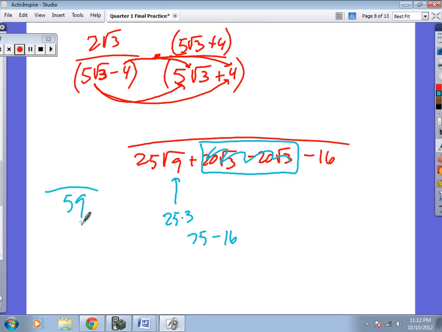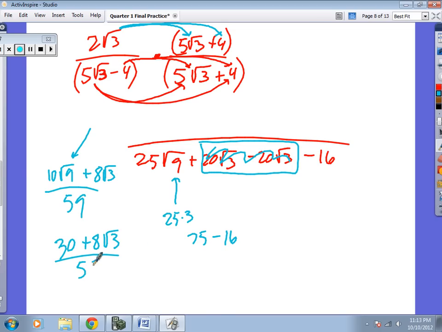Now you just have to multiply the tops. You need to distribute and multiply both of these by 2 square roots of 3. So 2 square roots of 3 times 5 square roots of 3 is 10 square roots of 9, and 2 square roots of 3 times 4 is 8 square roots of 3. And you can clean this up right here. So 10 times the square root of 9 is really 10 times 3. So it's 30 plus 8 square roots of 3, and on bottom you have 59. Done.